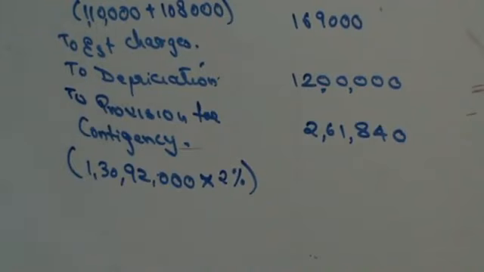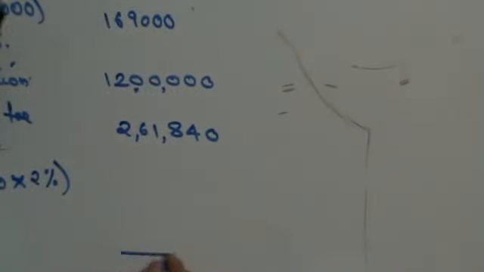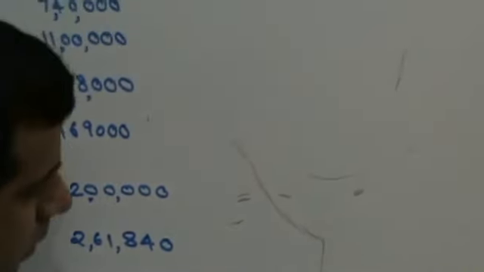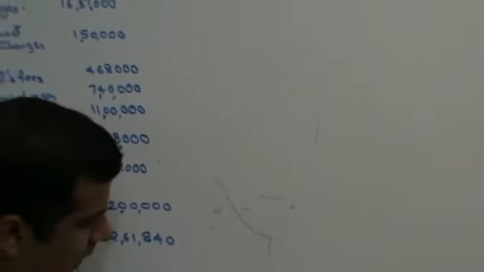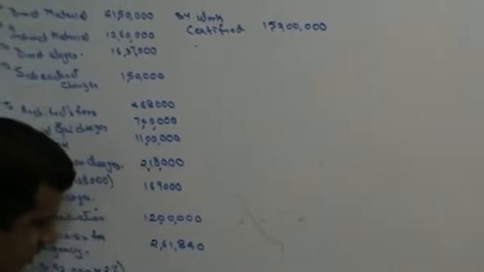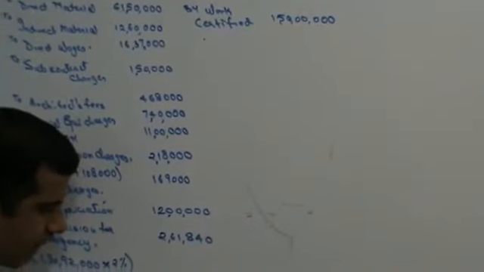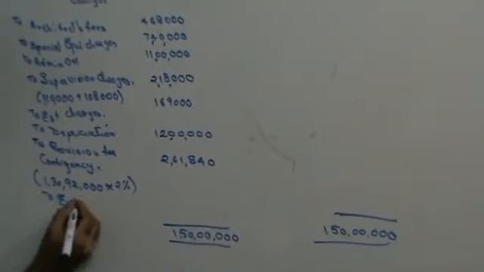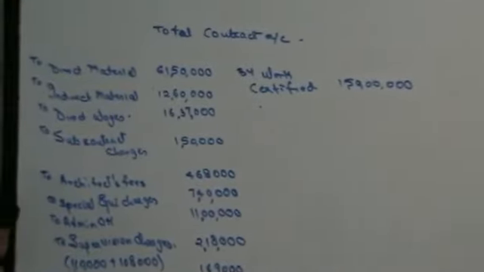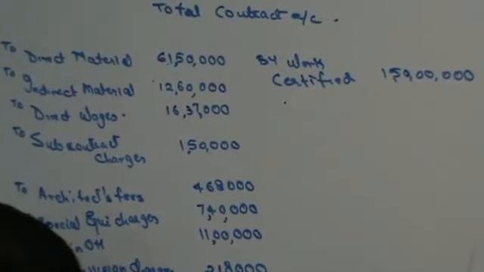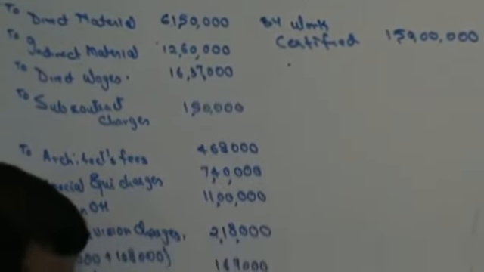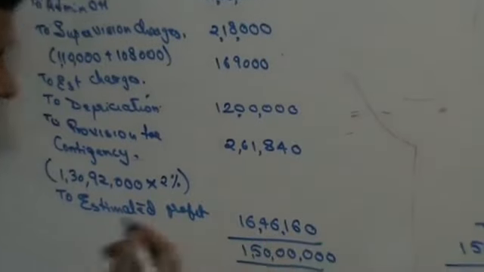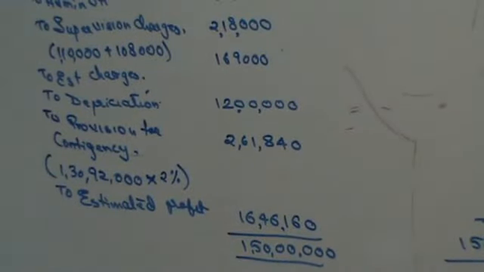Fine, I presume I've made all the entries. Let's start tallying, guys. Right? Let's tally this account first. This is 1 crore 50 lakhs. This is 1 crore 50 lakhs. The difference is to be called estimated profit, 16,46,160. Right? That's my estimated profit.